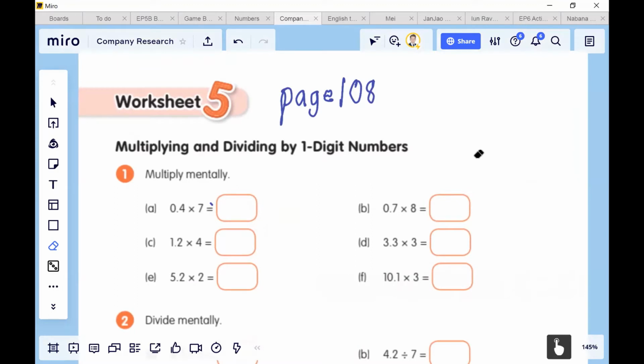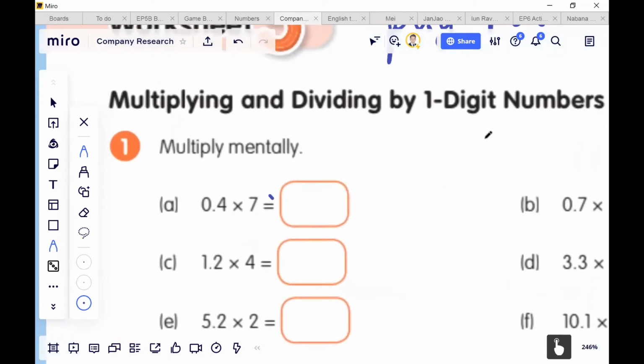All right, welcome. Now we're on page 108 in our activity books. So make sure you have your books out to page 108 here, and we'll get started. Okay, so the first set of instructions say, multiplying and dividing by one-digit numbers. And number one says to multiply mentally, right?